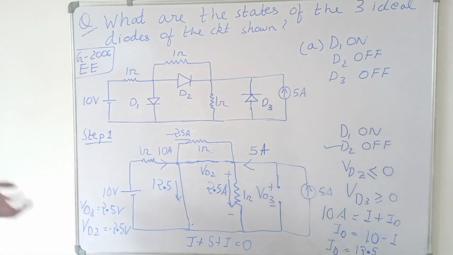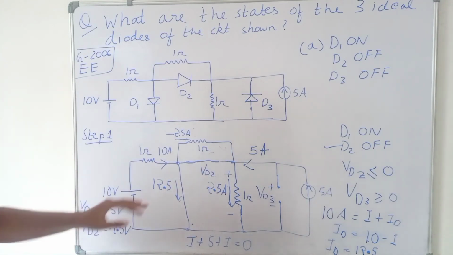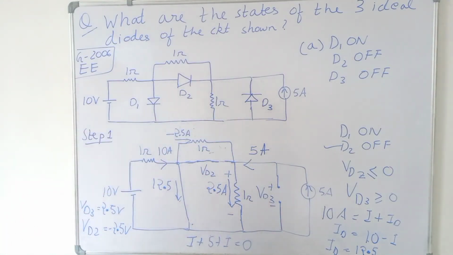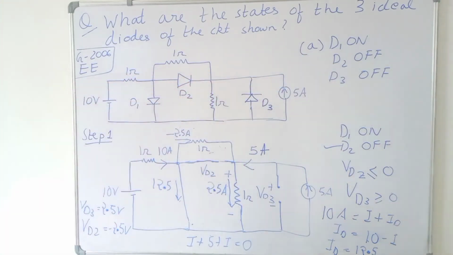In the previous case, we considered that diode D2 was on, but that assumption was wrong. So in the next case, in step 2, we considered that diode D2 was off. And when we considered that diode D2 was off, D1 was on, this assumption was proved correct. So in this way, we can say that the states of the three ideal diodes are D1 on, D2 off and D3 off.